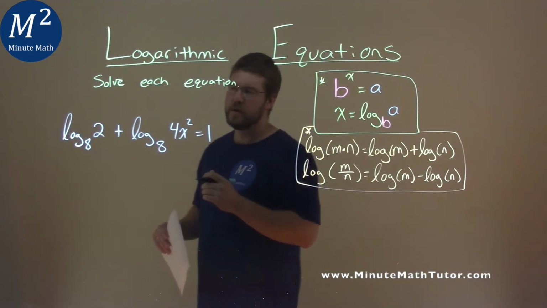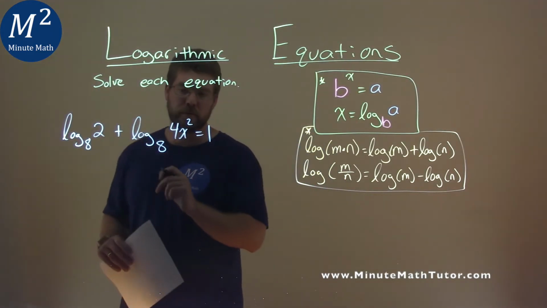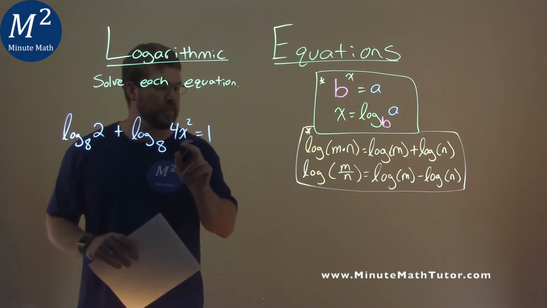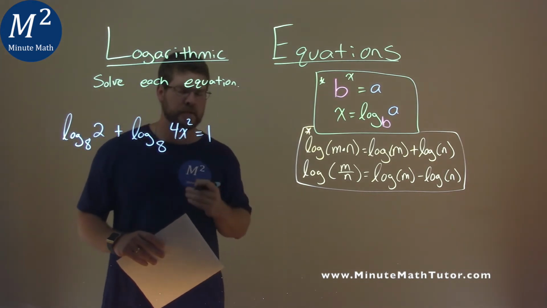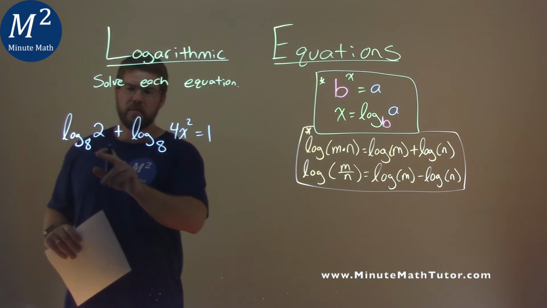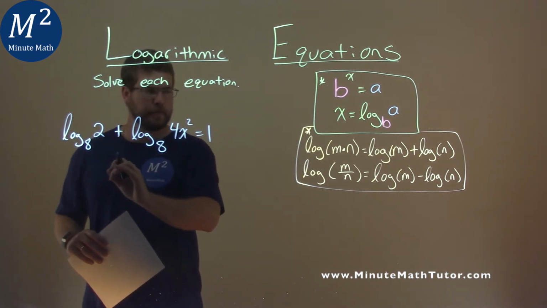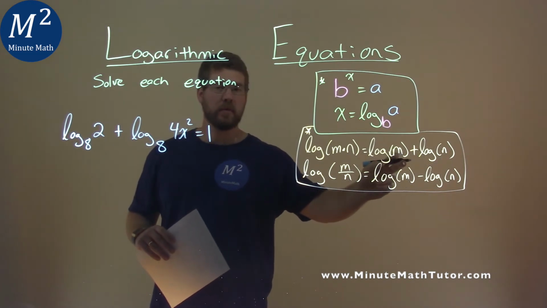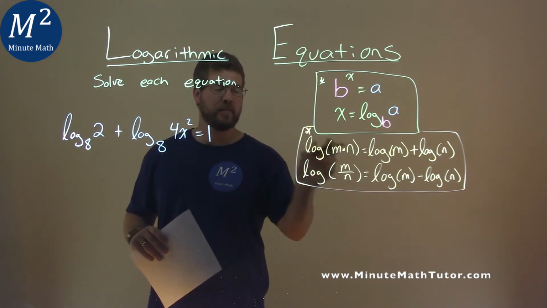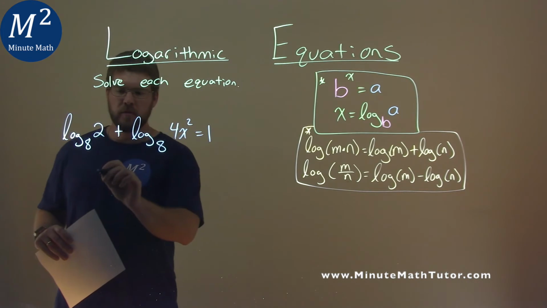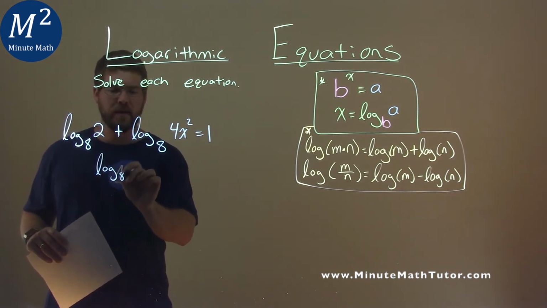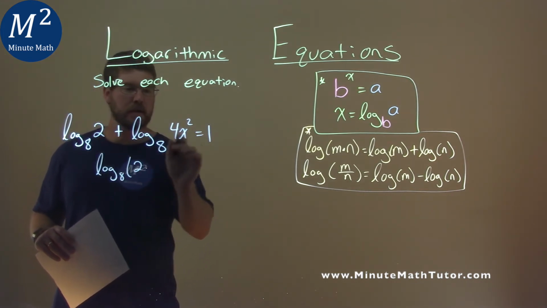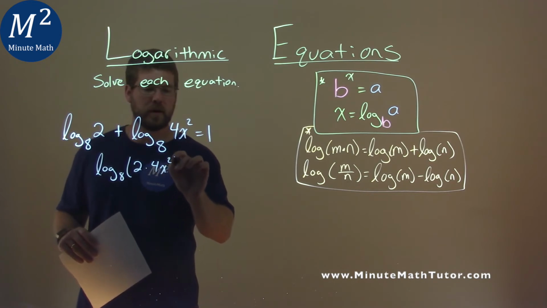We're given this problem right here. Log base 8 of 2 plus log base 8 of 4x squared is equal to 1, and we've got to solve it. We have the same base of log base 8 here, and our rules tell us when we add them together, logs with the same base, we multiply the insides, we can put it as one big logarithm. So to do that, we have log base 8 of 2 times the 4x squared here.